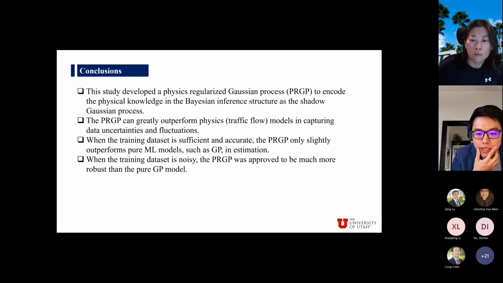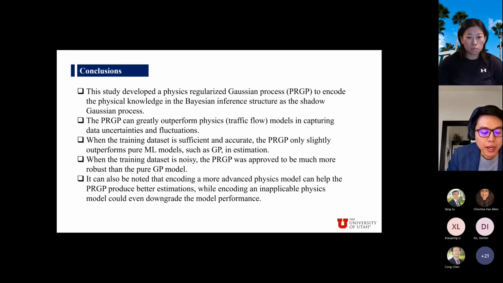But when the training data set is noisy, the PRGP was proven to be much more resilient or robust compared with a pure Gaussian process. So that actually shows the major benefit of developing the PRGP when you have a noisy data set. And it also can be noticed that encoding a more advanced physics model can always help the PRGP produce better performance. But if you're trying to encode a bad physics model, that can even downgrade the model performance. So that's why we say we somehow convert the black box model into a gray box model. So we offer some way to try to interpret the model performance results.